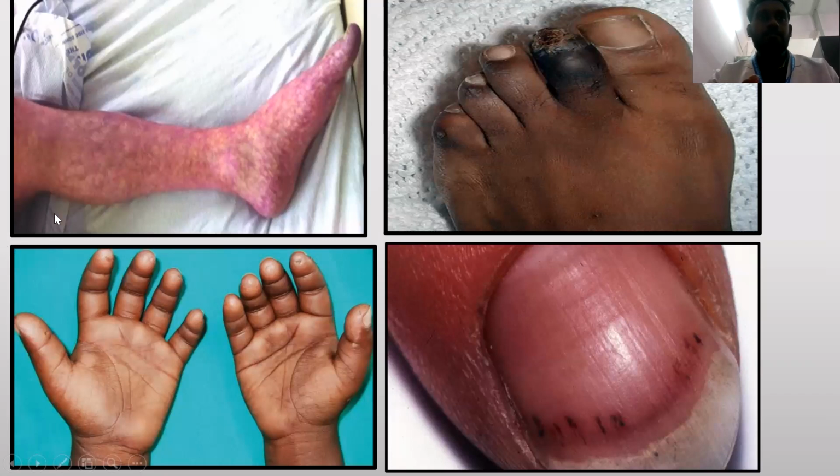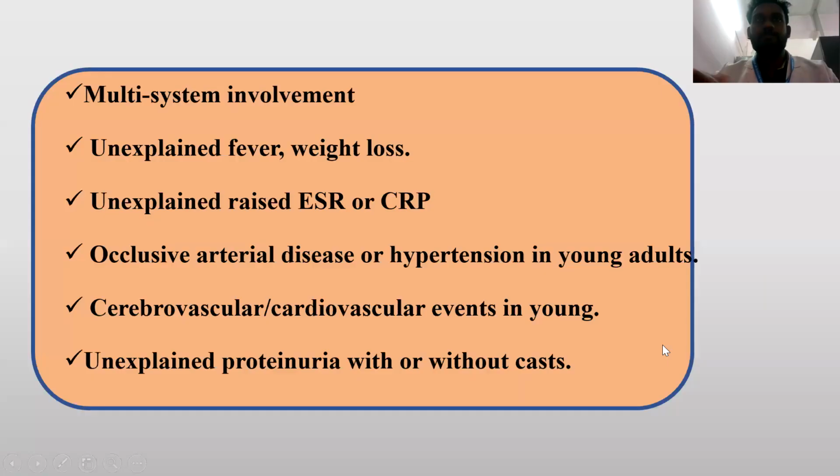Here in this picture, we can see multiple pitted scars at the tips of the digits. So again, it can be a manifestation of vasculitis. And here we can see digital gangrene, which again can be a manifestation of vasculitis. And here we can see splinter hemorrhages, which can be a manifestation of vasculitis.